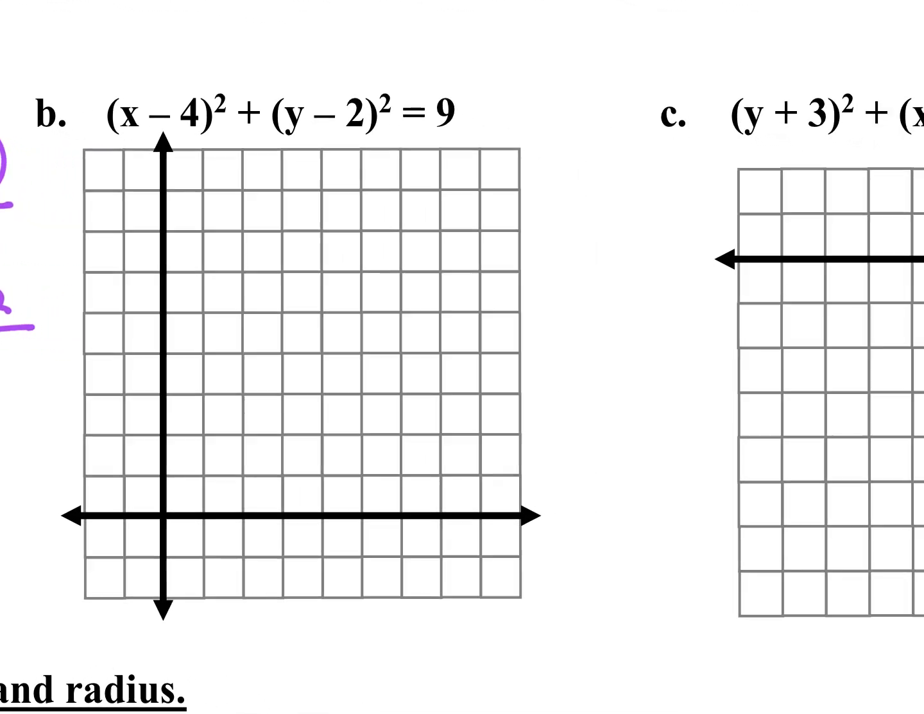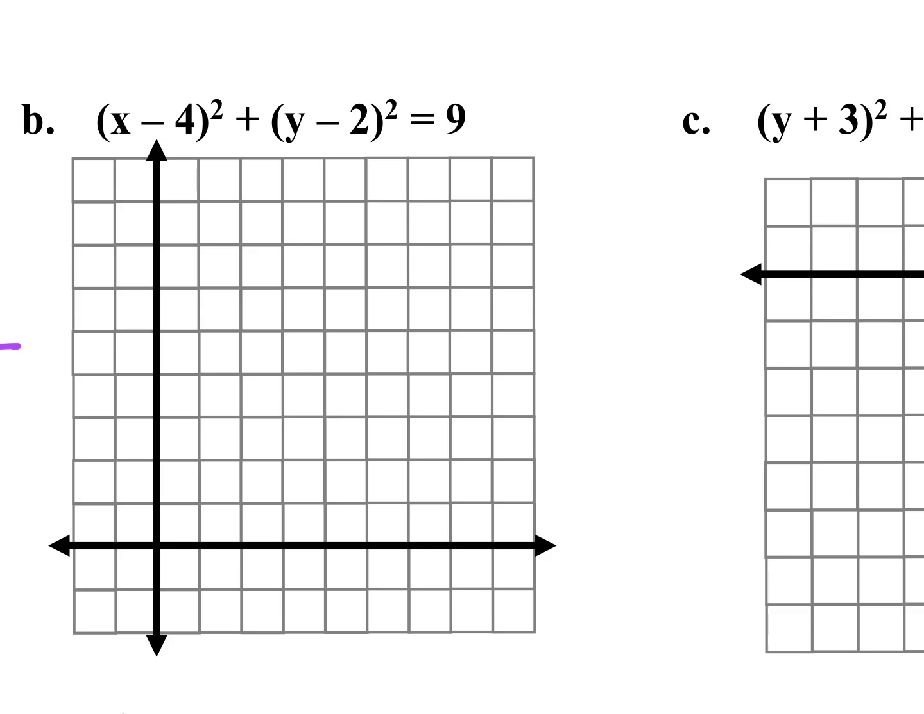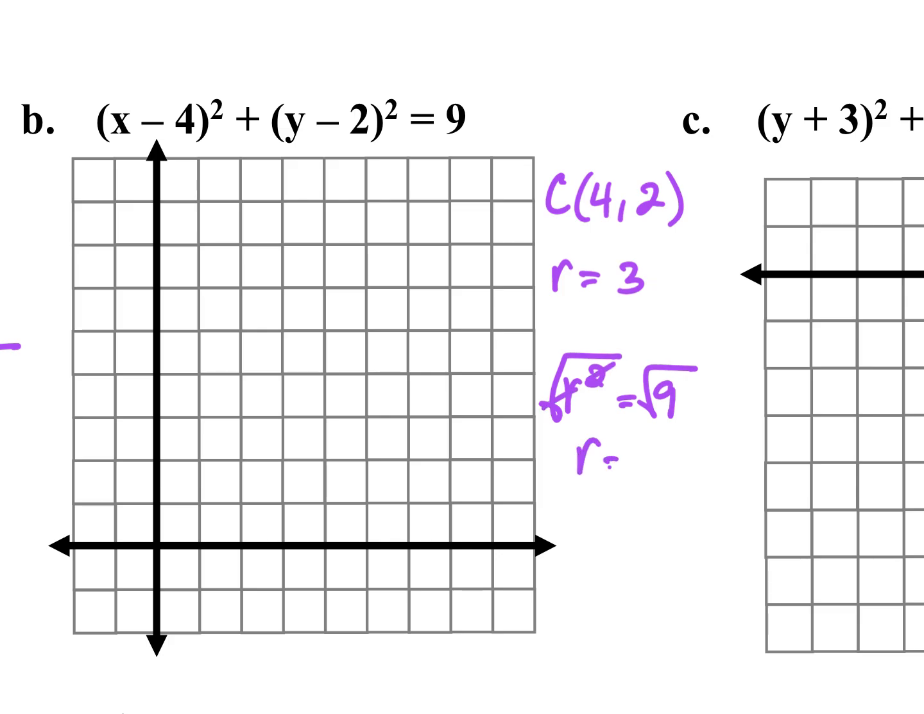Next, letter B. Find the center. The center is going to be at 4 and then 2. And the radius is going to be 3 only. Okay, why 3? That's going to be the square root of 9. Remember that r squared here is going to be 9. So if I'm going to find my r only, I'm going to take the square root of both sides, and that's going to give me r is equal to 3. That's why the radius is only 3.